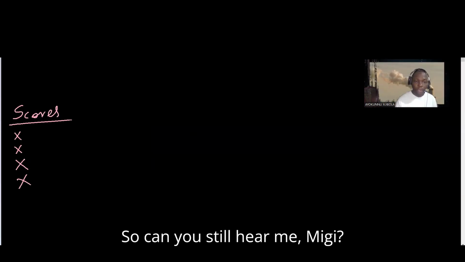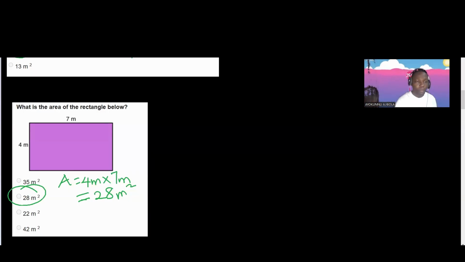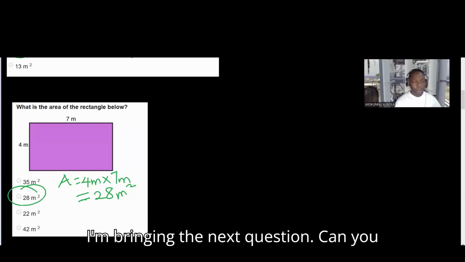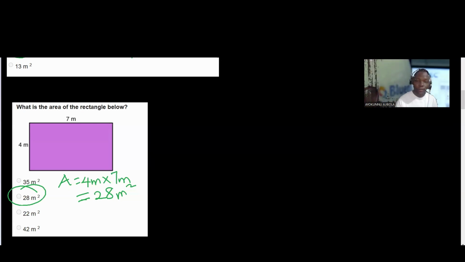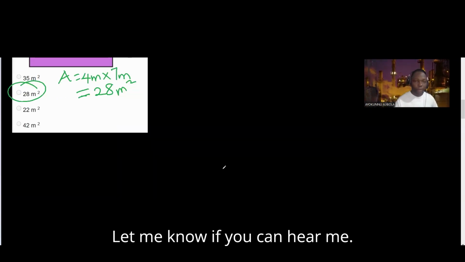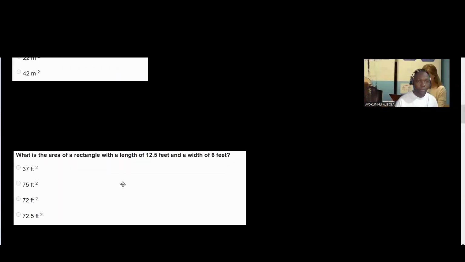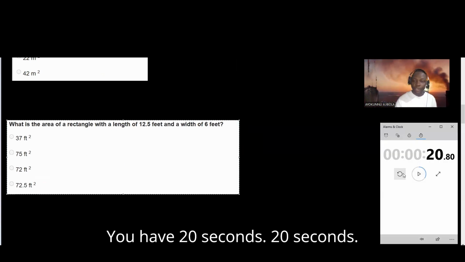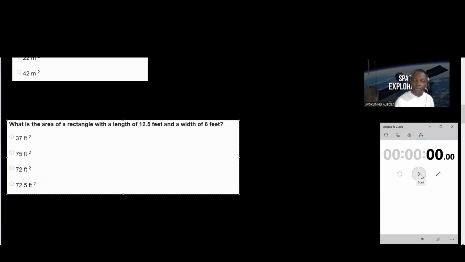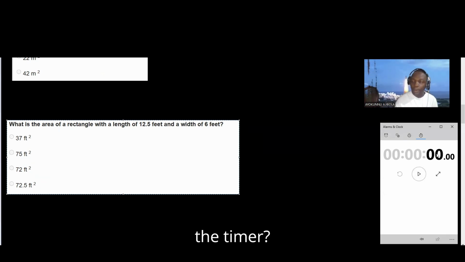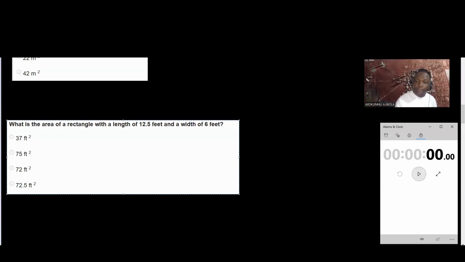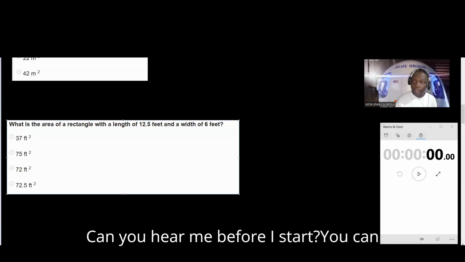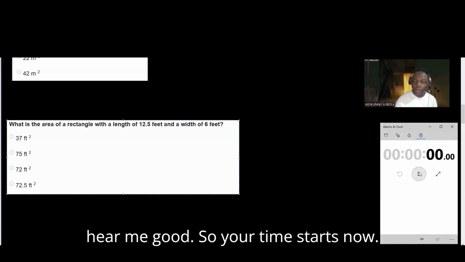So can you still hear me, Miggy? I'm bringing the next question. Can you still hear me? Let me know if you can hear me. So here comes the next question. You have 20 seconds. Miggy, can you hear me before I start the timer? Okay, you can hear me. Good. So your time starts now.